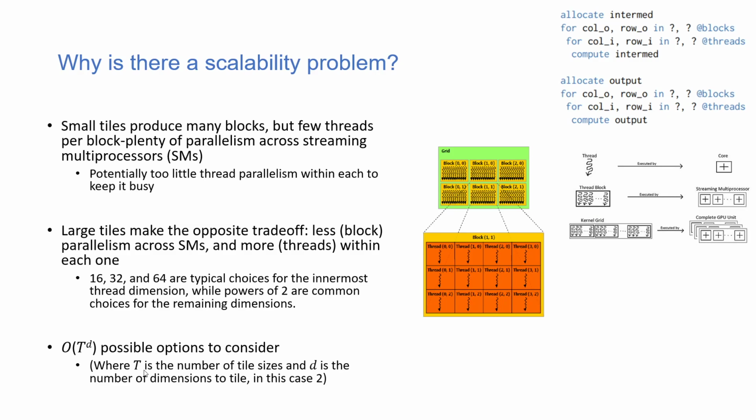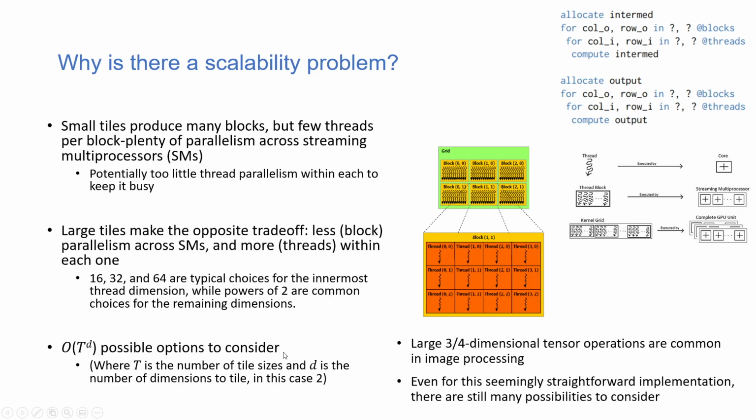And basically, if T is the number of tile sizes and D is the number of dimensions, then this is going to be the time expected to complete. And typically, like in deep learning, 3 to 4 dimensional tensor operations are common. Even in image processing, you have color videos that have 4 dimensions. So because of this, it's important to have autoscheduling.